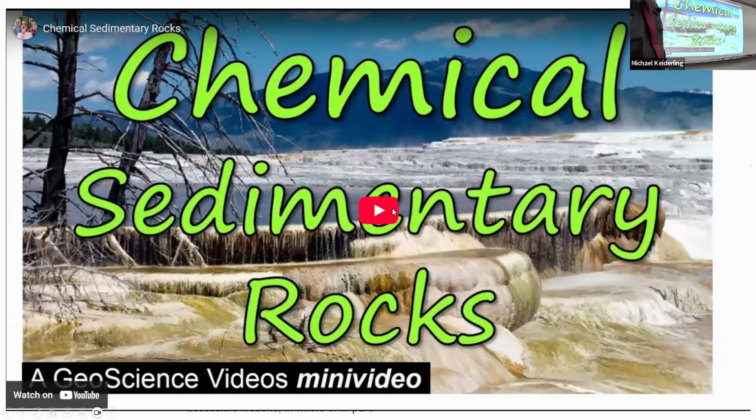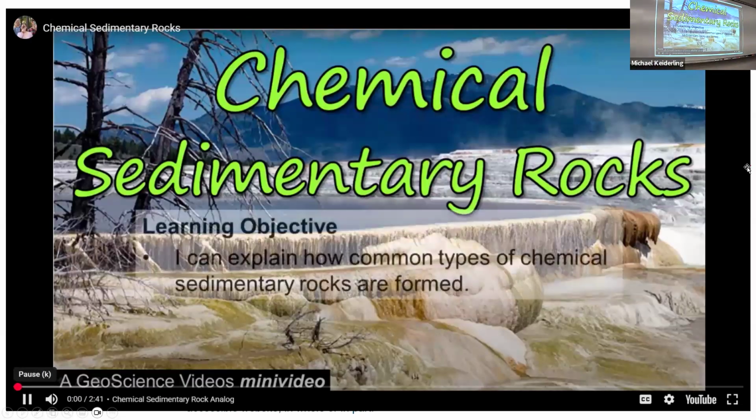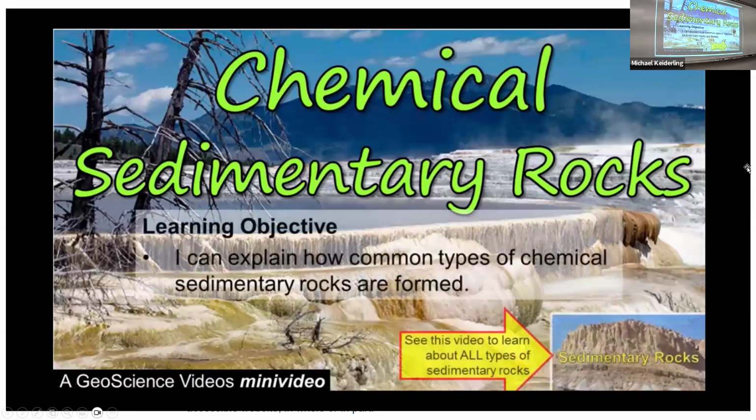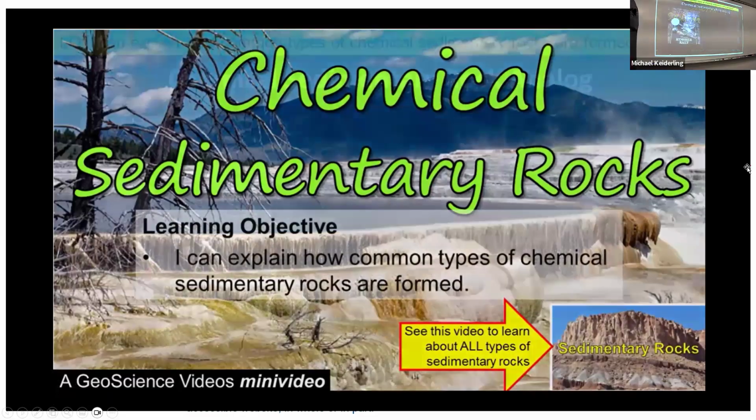So here are some inorganic chemical sedimentary rocks. Chemical sedimentary rocks are one of the three major types of sedimentary rocks. This mini video explains how they're formed.